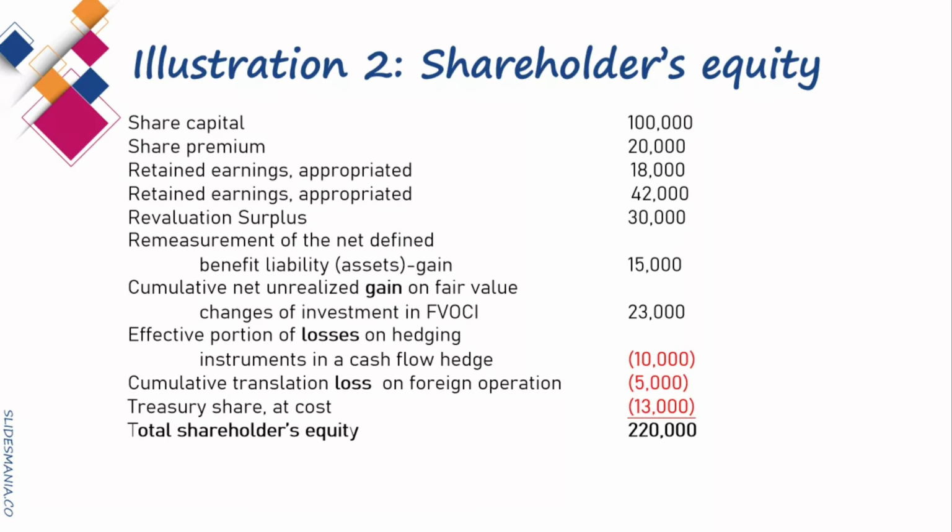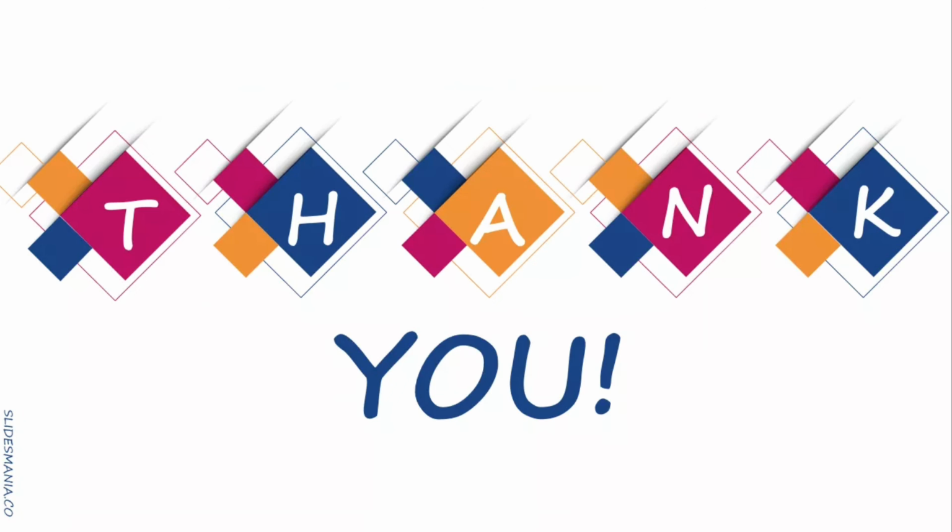For this illustration, we will just deduct the amount of effective portion of losses on hedging instrument in a cash flow hedge, which is 10,000. Also, we will deduct the amount of 5,000 for the cumulative translation loss on foreign operation and less din yung treasury shares at cost, which is 13,000. So we will have the total shareholders' equity of 220,000.